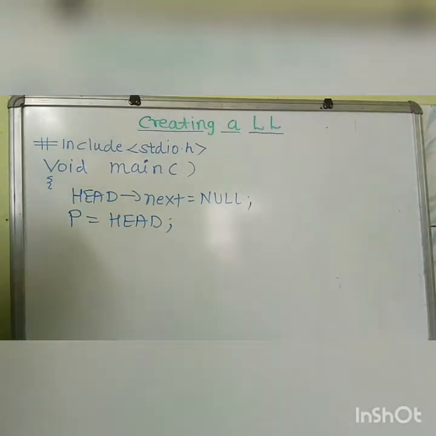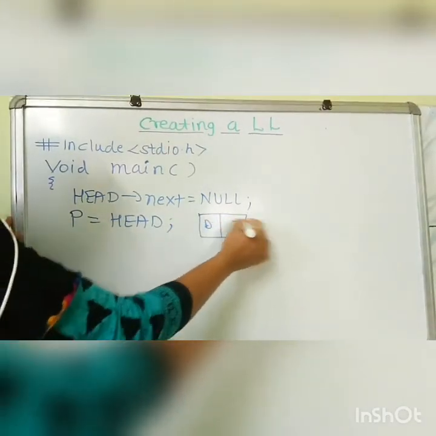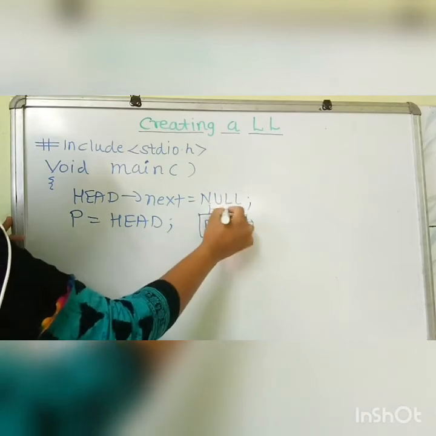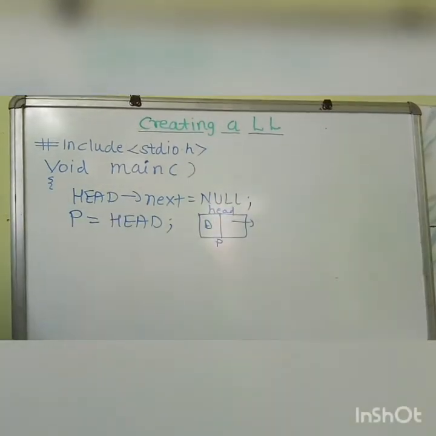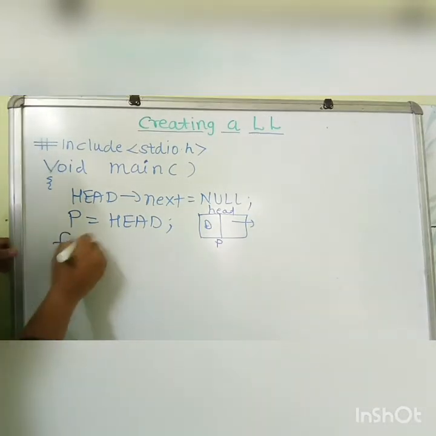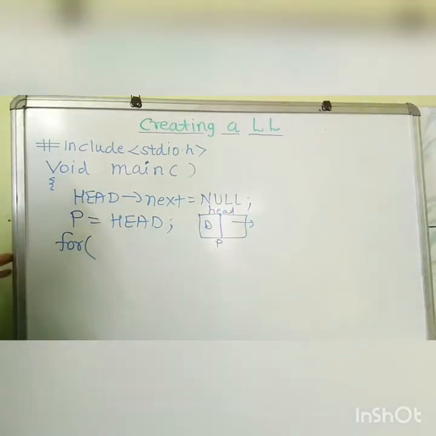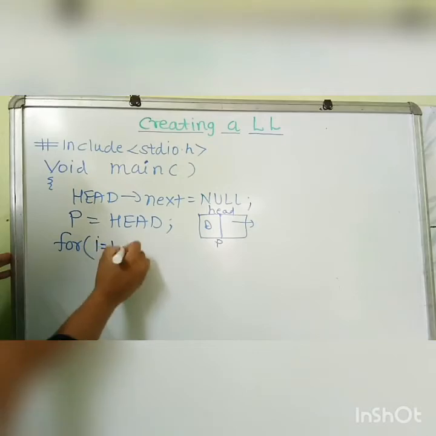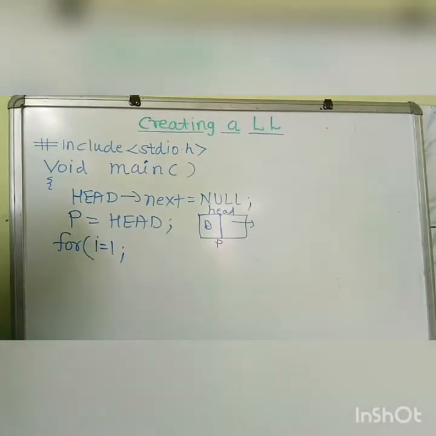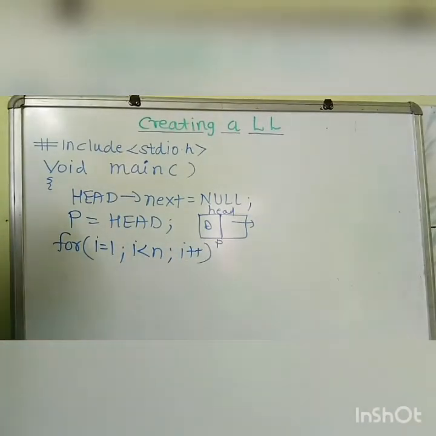Next step: we had created the first node, till now just the data and next node null, and p is also pointing to the head. Now we have to advance this list to the next nodes, but as we know that when we have to handle more than one data item, we use the for loop. As we had created one member already, we will start from 1, not from 0, and take it till n elements with i plus plus.